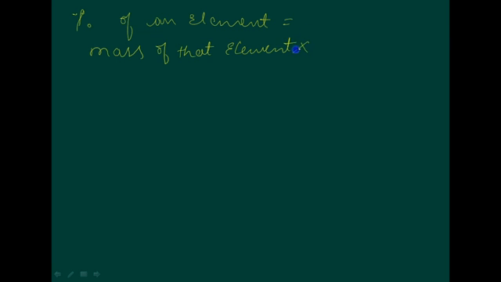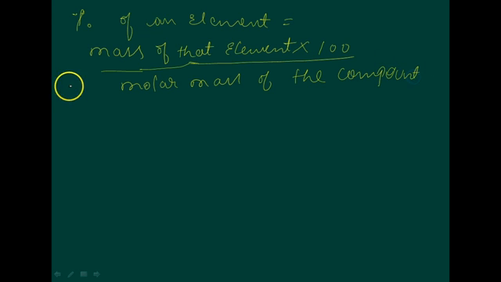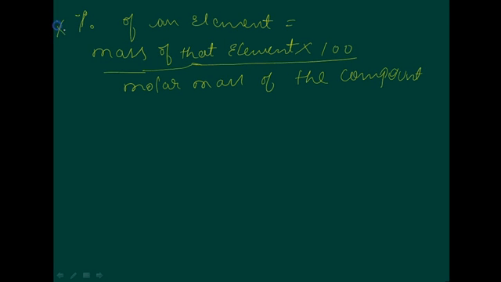The formula, again I will write it down: percentage of an element is equal to mass of that element into 100 divided by molar mass of the compound. Example for this, water. First you should calculate the molar mass of water.